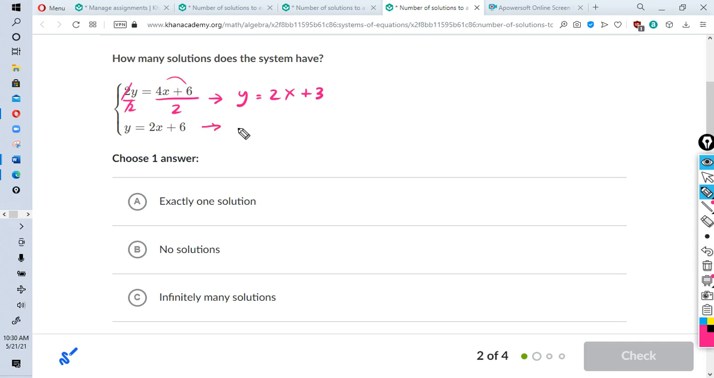And on the bottom, y equals 2x plus 6. Same slope. Both of them have a slope of 2, but the y-intercept is different. So since it's the same slope, they're going to be parallel to each other. As long as the y-intercept is different, it's not going to be the same line. Parallel lines never intersect. So if they don't intersect, it's no solutions.